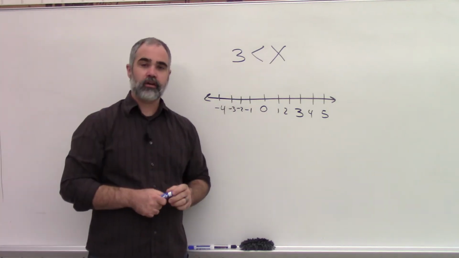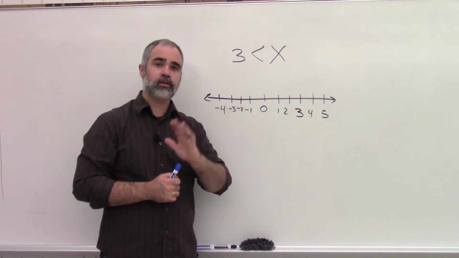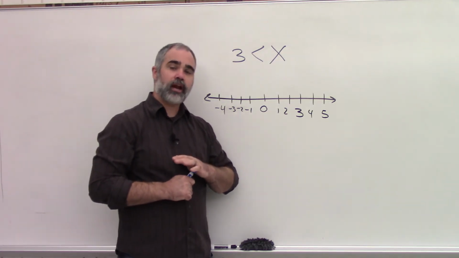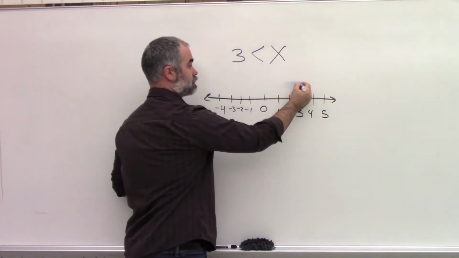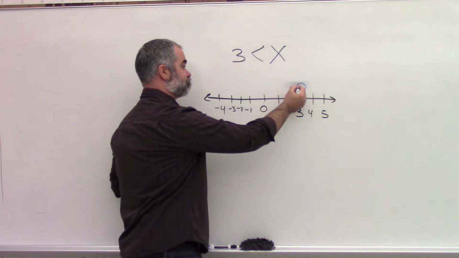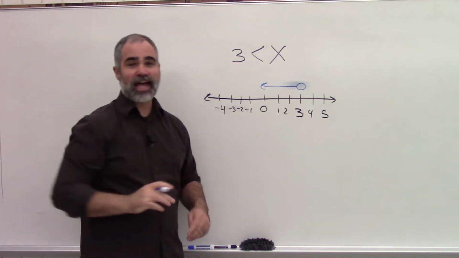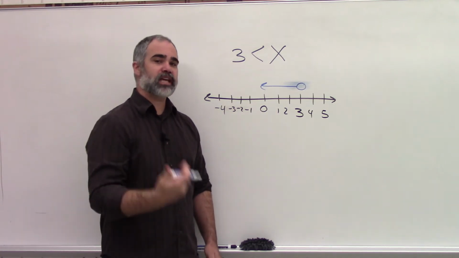Now here's the error that so many people make. Teachers will perpetuate this as well. If you think of this as an arrow, you will get this answer wrong. You'll put your dot over the 3, and you'll draw the arrow. And that is wrong. Let's think about this for a second in the context of the alligator.